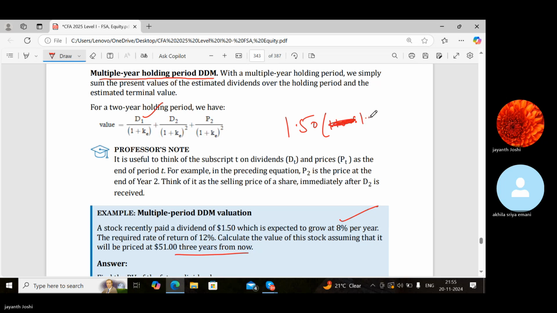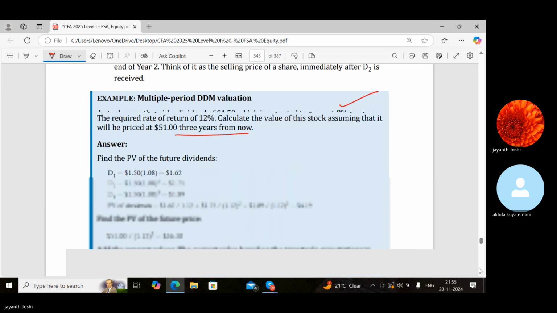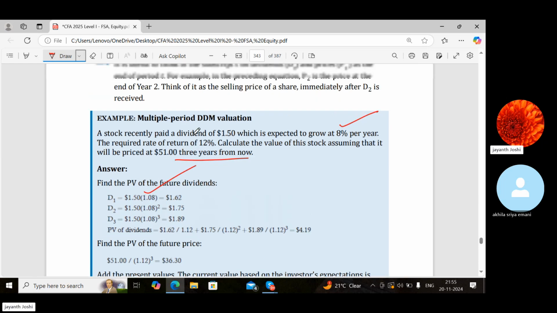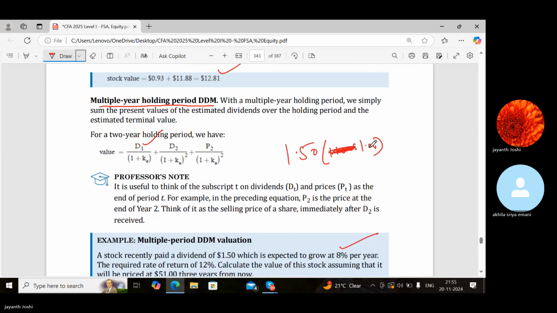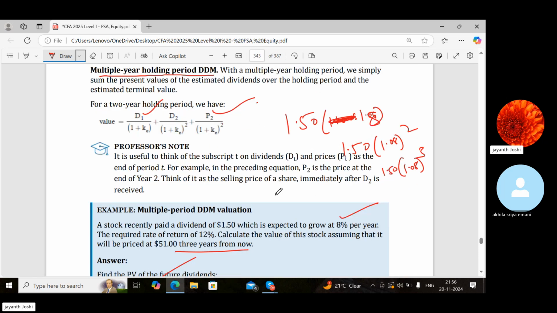I'll just write down. Then you can do this: 1.50 into 1.08 the whole square, 1.50 into 1.08 the whole cube for 3 years, and at the end of the third year the stock value is going to be $51.